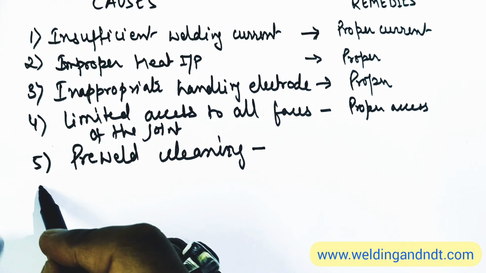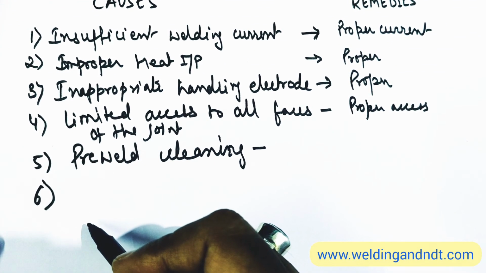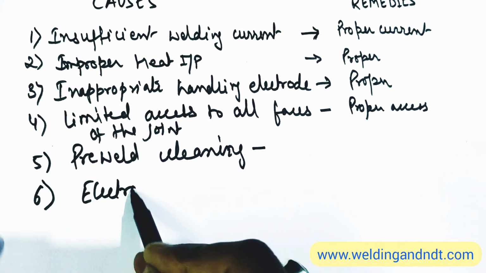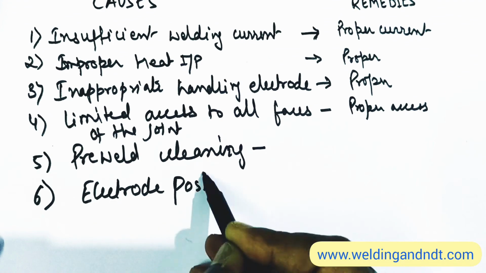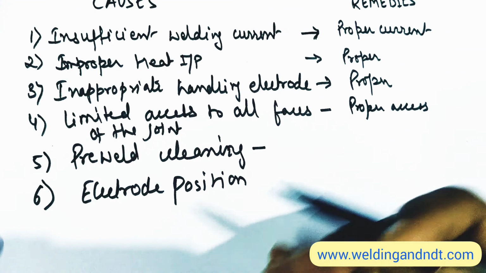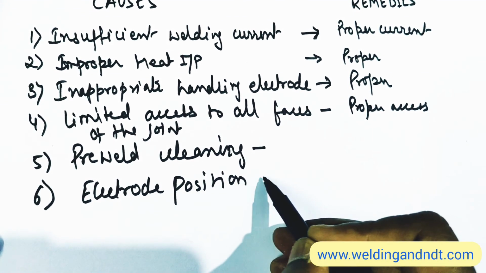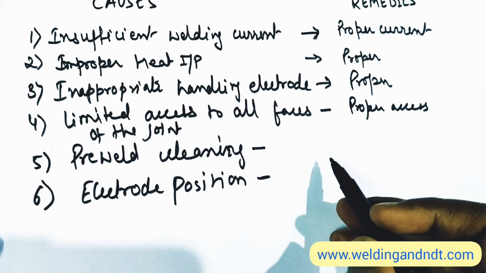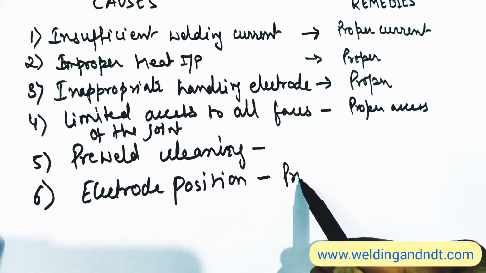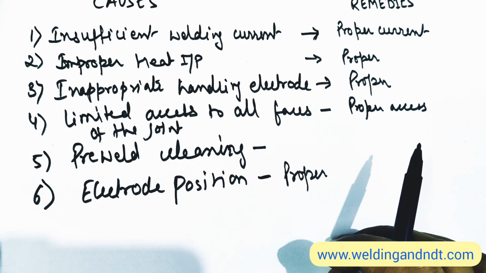Again friends, here I talked about limited access to all joints. So I'll add one more cause which is very similar to that, and that is incorrect electrode position. If the electrode position is not correct, due to some reasons or maybe the welder is not skilled, then also we'll get lack of fusion. Hence proper welding electrode position should be there.